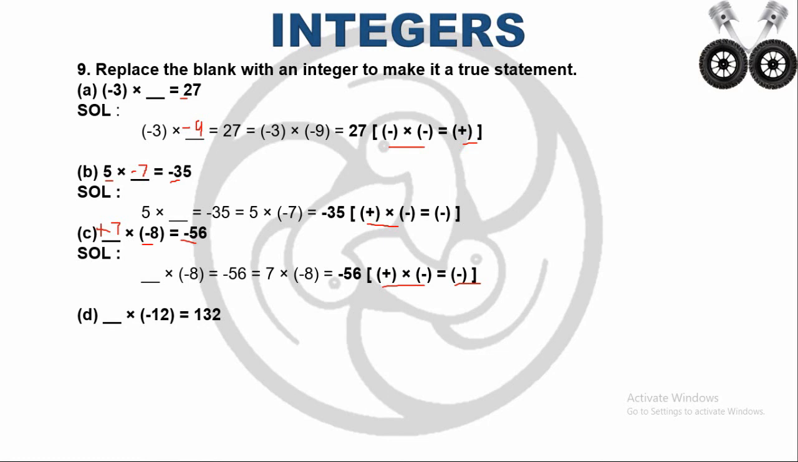And then subdivision D. Dash into minus 12 equals plus 132. In one integer I have the negative sign, but in the answer I have the positive sign. That means I have to multiply by another integer with the negative sign. That is minus into minus, we get the positive sign. So here in the blank I have to put the negative sign. 12 into 11 gives 132. So the answer is minus 11.